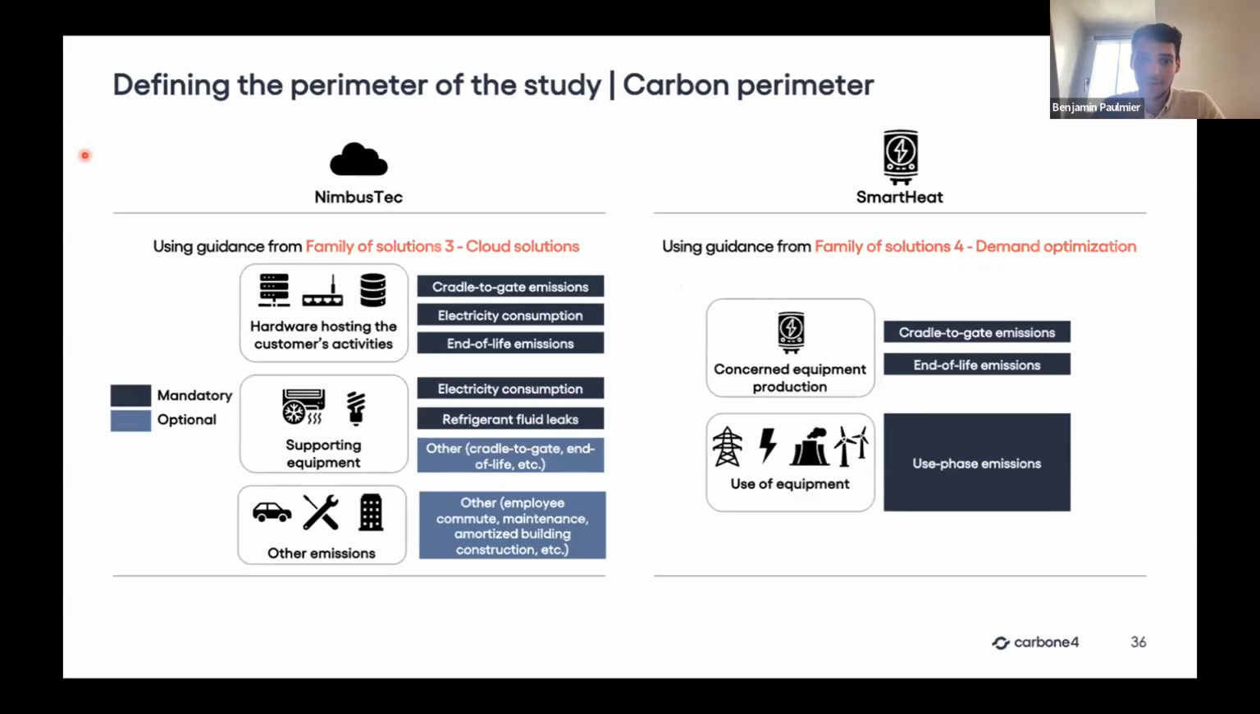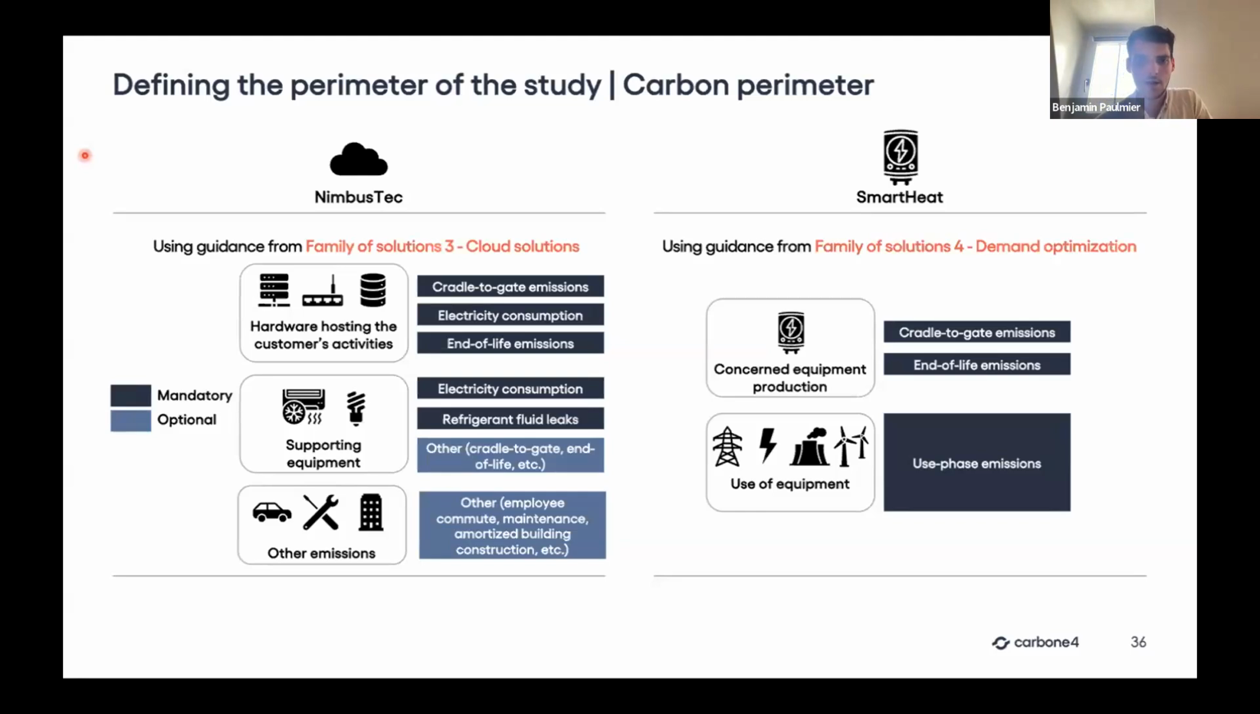And so for Nimbus Tech, we're going to have the manufacturing, electricity consumption, and end-of-life emissions of all hardware hosting their customers' activities. We're also going to have the electricity consumption of any supporting equipment, such as cooling devices, lighting within the data center, etc. And also count the emissions linked to refrigerant fluid leaks.